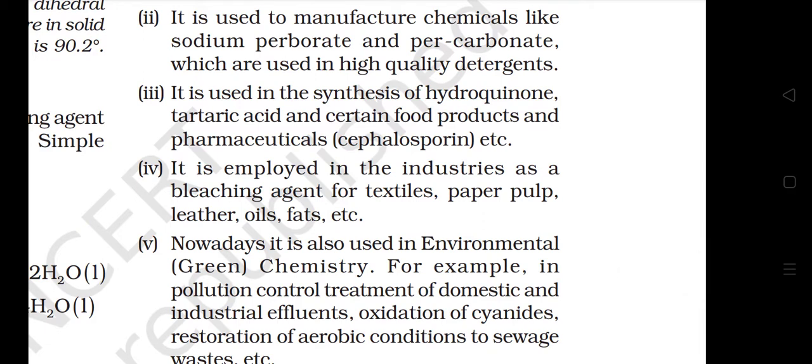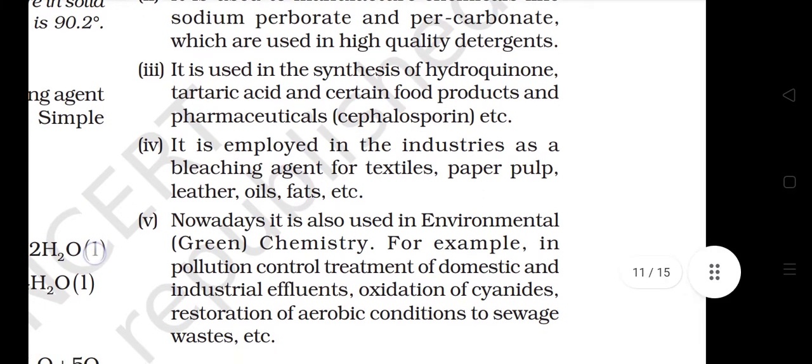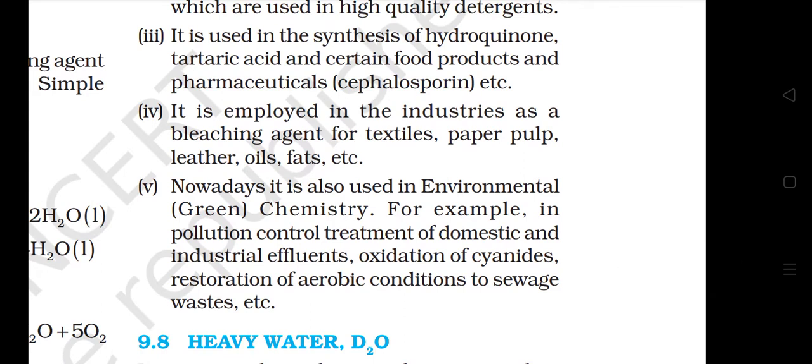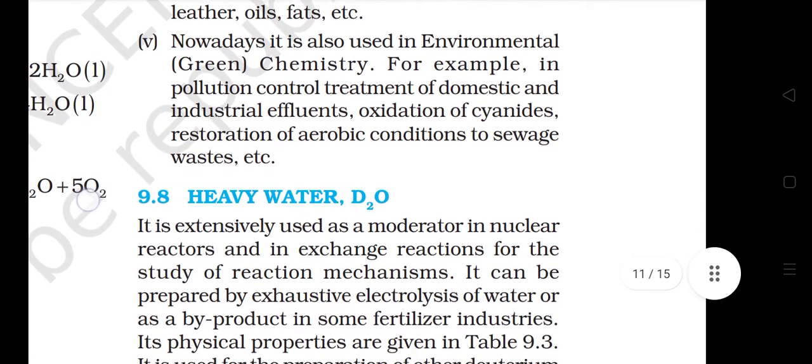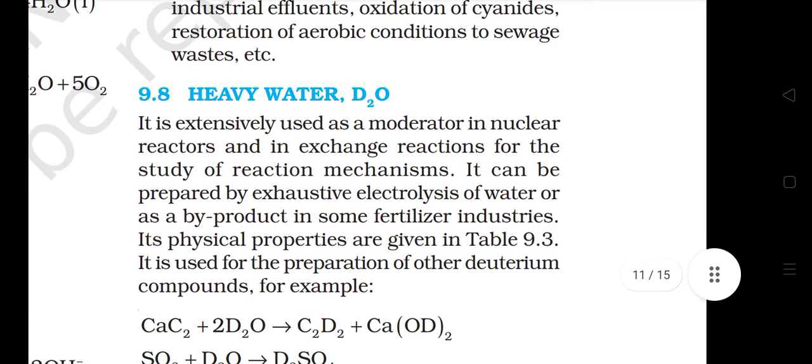4. It is employed in the industries as a bleaching agent for textiles, paper, pulp, leather, oils, fats, etc. 5. Nowadays, it is also used in environmental green chemistry. For example, in pollution control treatment of domestic and industrial effluents, oxidation of cyanides, restoration of aerobic conditions to sewage waste, etc.